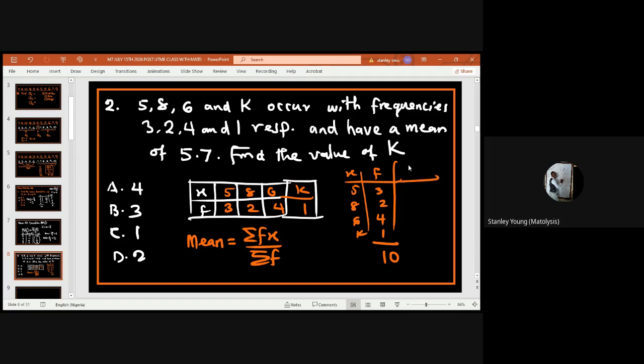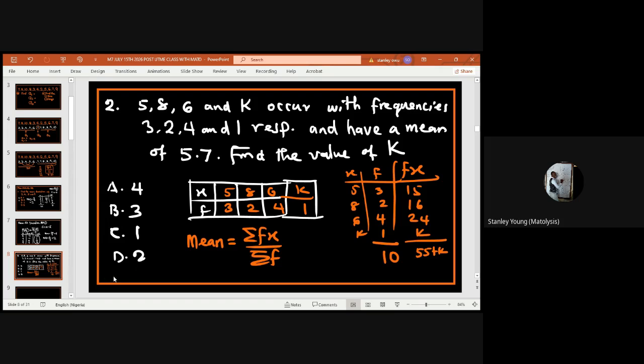So we need fx. Fx means you're multiplying f and x. 5 times 3 is 15. 8 times 2 is 16. This is 24. And this is k. Now, adding 16 and 24 is already 40. 40 plus 15 is already 55. So it means we have 55 plus k.